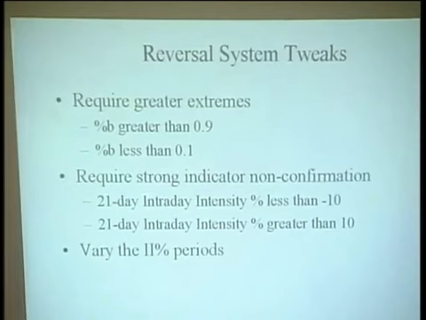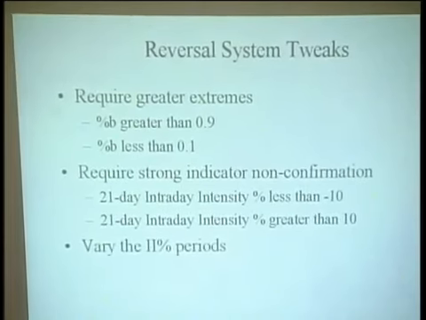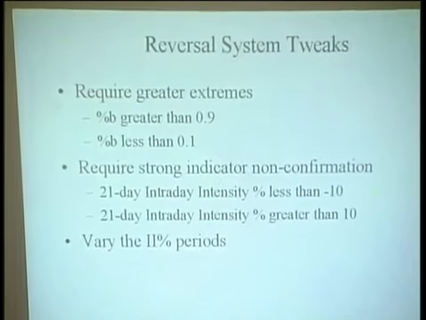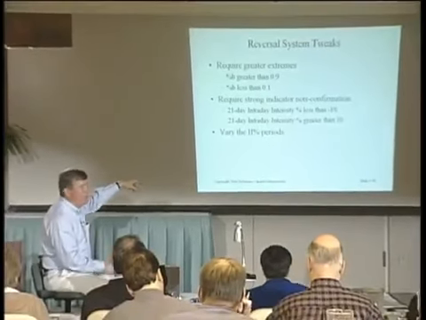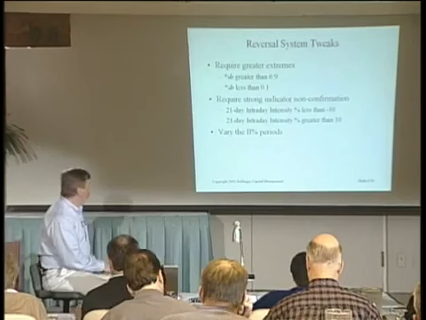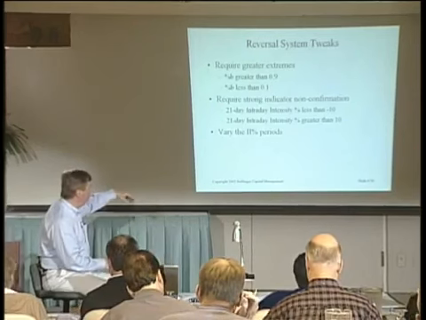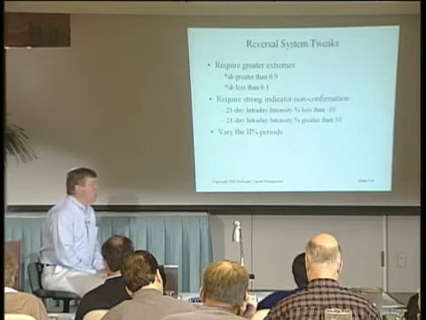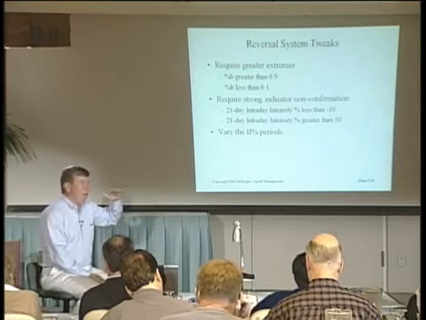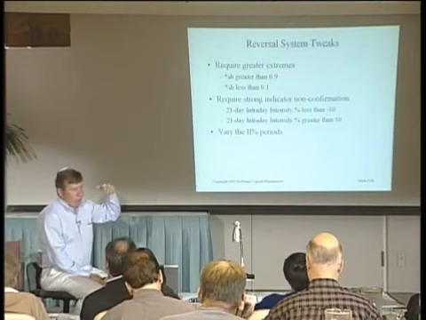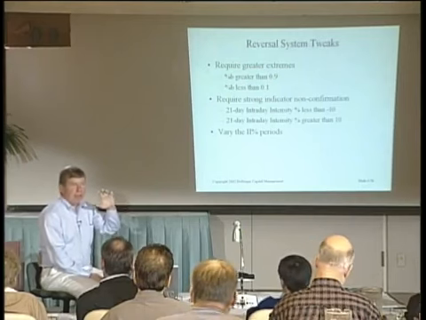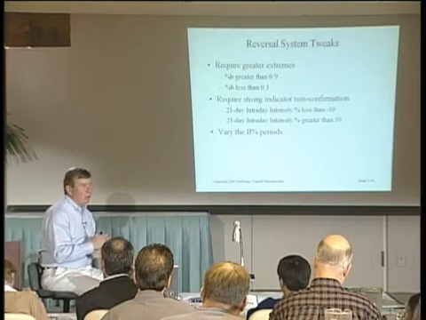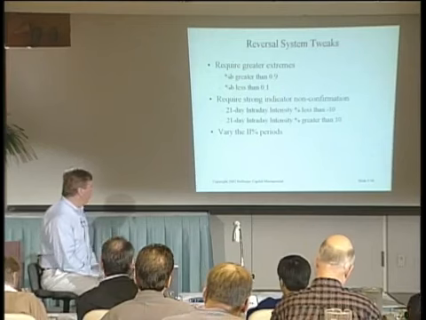And then if we do that, I want to require stronger indicator non-confirmation. So if we got up into the top 10% of the band, then I want 21-day intraday intensity to be less than -10. Or if we get into the bottom 10% of the band, I want 21-day intraday intensity to be greater than 10. So I'm requiring that we be more oversold, that we be more overbought, and that the divergence be stronger. And I think that that's a way of improving the overall performance of the system.